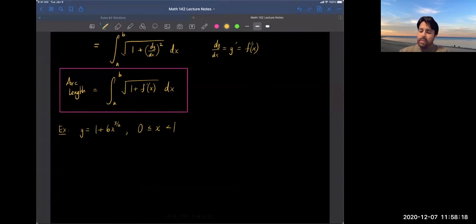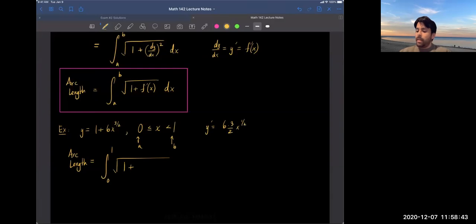So how do you set up to find the arc length? Well, this is going to be my a, this is going to be my b, from 0 to 1. Take the square root of 1 plus the derivative, because this is really f prime. So I have to find a derivative. This is going to be 6 times 3 halves x to the 1 half, and I'm going to have to square this as well.